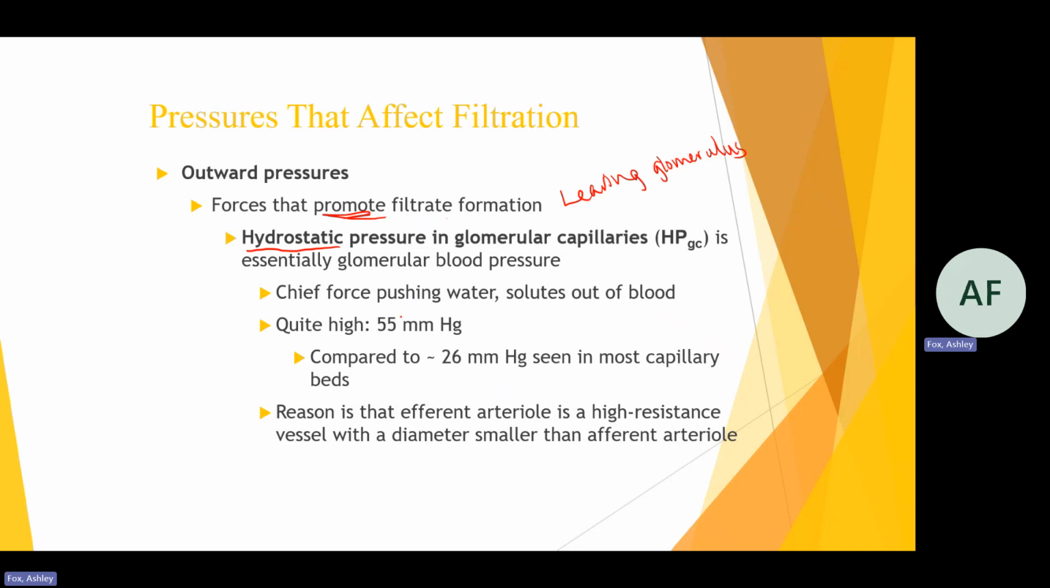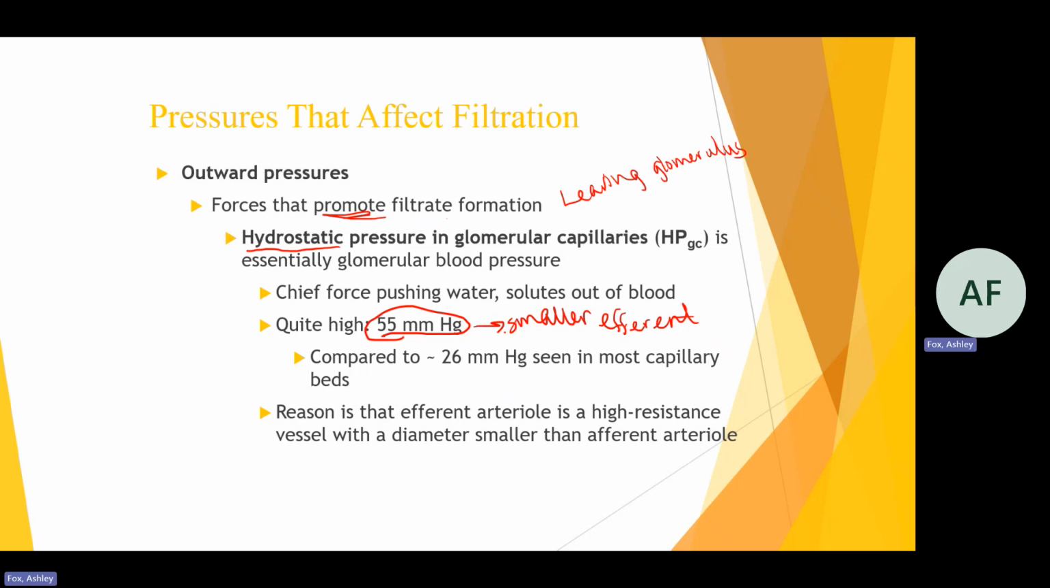And because we have a smaller efferent, then we actually have higher pressure in the glomerulus. We do want to make sure we're pushing out a good amount of water and solutes so we can filter through. So we have a higher hydrostatic pressure so that we can get a little more into the nephron to sort through, because you usually see it's more than double in other capillary beds.